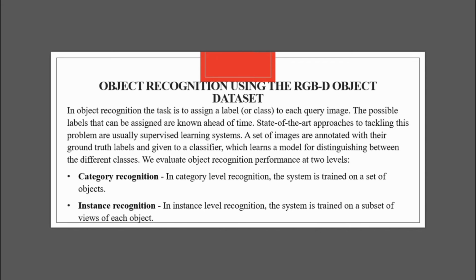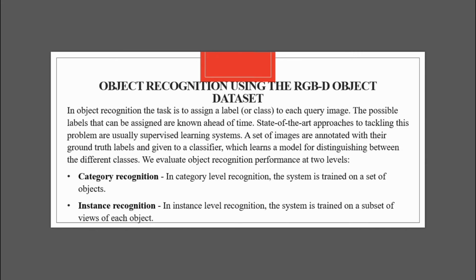Object recognition using the RGB-D object dataset. In object recognition, the task is to assign a label or class to each query image. The possible labels that can be assigned are known ahead of time. State-of-the-art approaches to tackling this problem are usually supervised learning systems. A set of images are annotated with their ground truth labels and given to a classifier, which learns a model for distinguishing between the different classes.